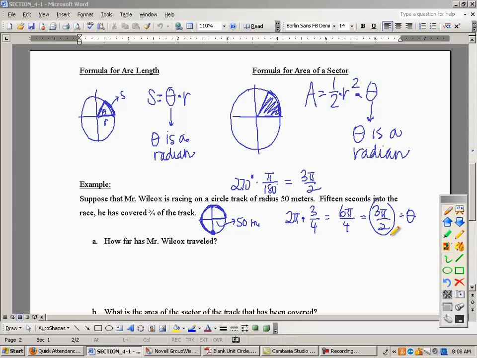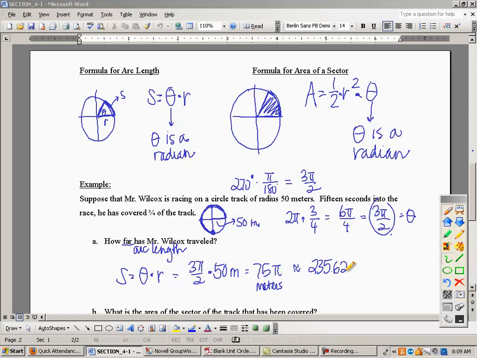So it's kind of up to you, but either way our angle is 3 pi over 2. How far has he traveled means what is the arc length. So I used my arc length formula. My arc length is my angle times my radius. So 3 pi over 2 times 50 meters. Well, 50 divided by 2 is 25. 25 times 3 is 75 pi. The only problem, and I could say meters, is I don't really know this distance, so let's change it to a decimal.